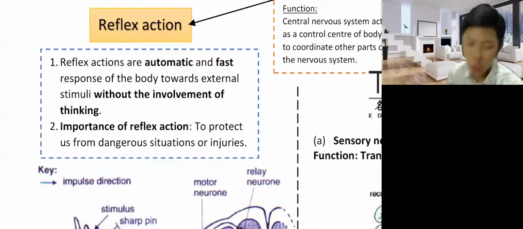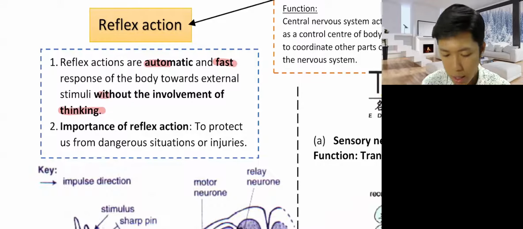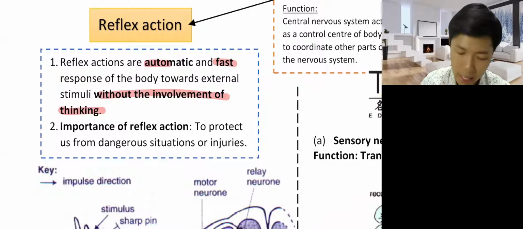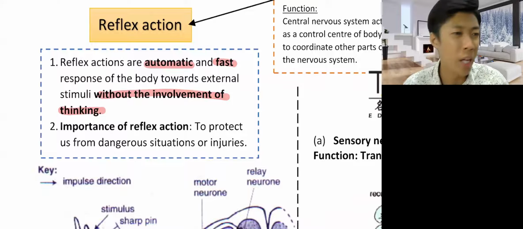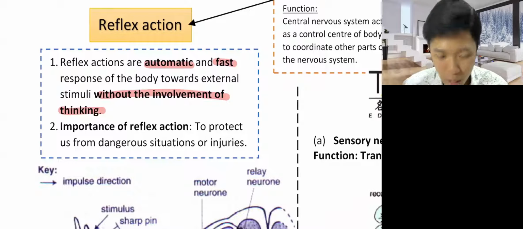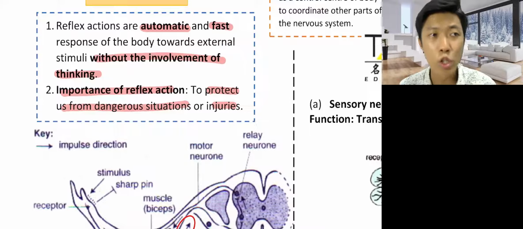So reflexes are automatic and fast. So why automatic and fast? Because it does not involve thinking. That means it does not involve your brain. Because if it involves your brain, it will be very slow, and probably you would have hurt yourself already. So the importance of reflex is to protect us from dangerous situations or injury.